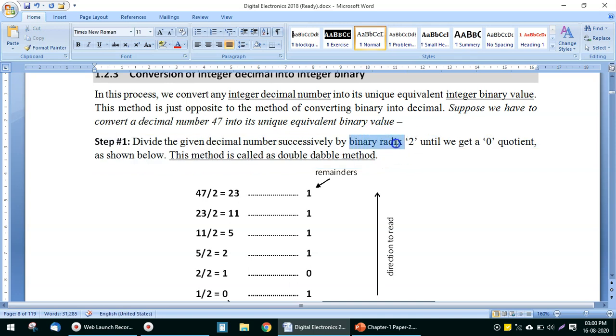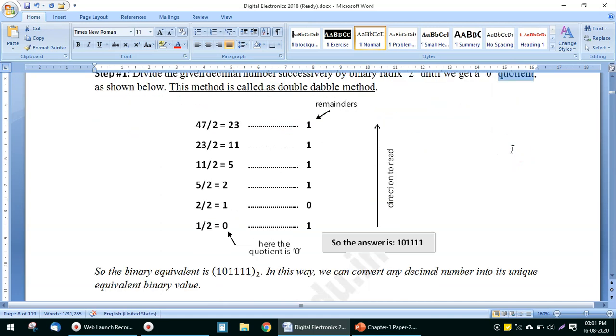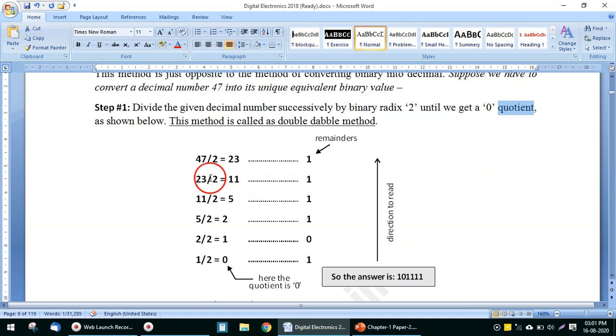We know the binary number system has the radix, that is the base, known as 2, just like the decimal number system has the radix 10. So we have to divide the given decimal number successively by the binary radix 2 until we get 0 as quotient. We must get quotient as 0, then we have to stop. See, the process is shown over here. We take 47, the given number here, and we divide it by 2 in the first step.